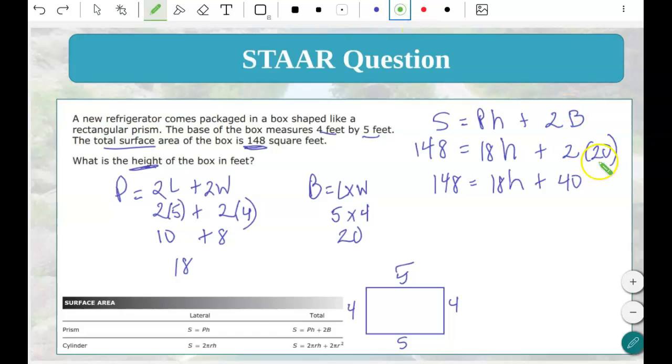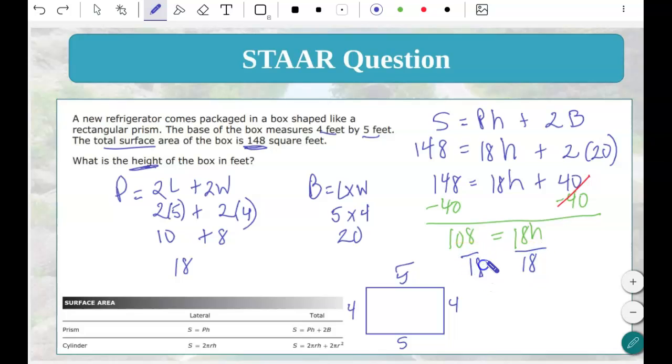Now you're going to have to do a 2-step equation. You're going to subtract this 40 from both sides because you have to isolate that variable, get the h by itself. So that's the first step. 148 minus 40 is 108. And then we have 18H because these cancel. 40 minus 40 is 0. Next step, divide both sides by 18. And then you get what H is.